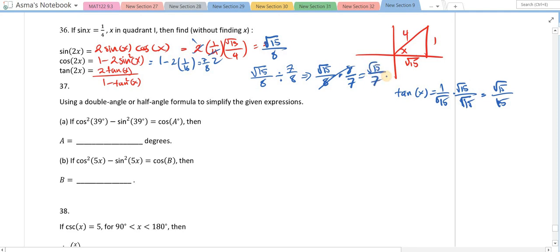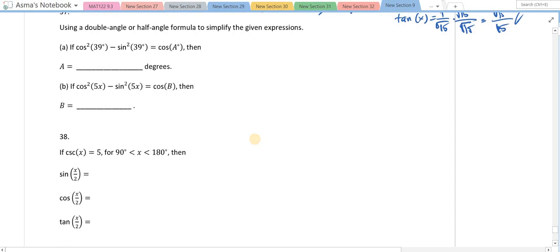So either way would work. I think this is easier than finding the tangent and playing with this formula. So do whatever you like to do. Both of the methods are correct.